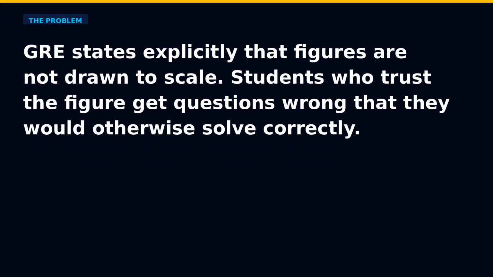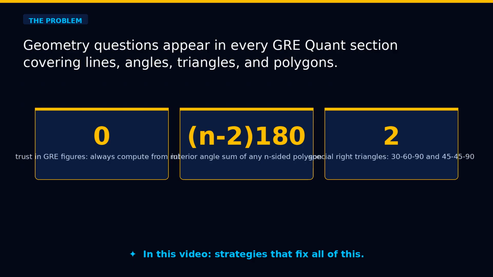Here is why the figure not to scale warning matters. ETS deliberately draws some figures inaccurately to mislead students who rely on visual estimates. A figure might show two angles that appear equal, while the problem requires you to determine whether they are equal. The correct method: apply the stated geometric rules to the given information. If the problem states that two lines are parallel, apply the parallel line rules. Do not verify this from the figure. Rules over appearance, always. Geometry questions appear in every quant section covering lines, angles, triangles, and polygons.